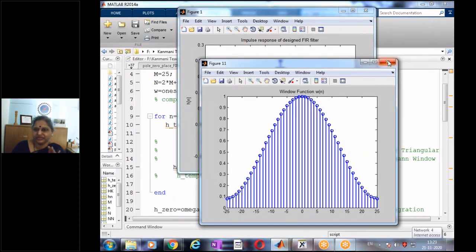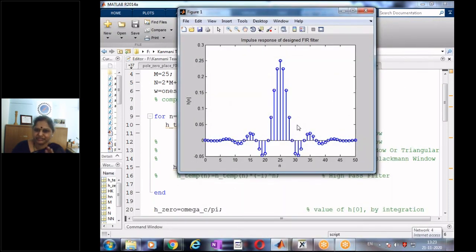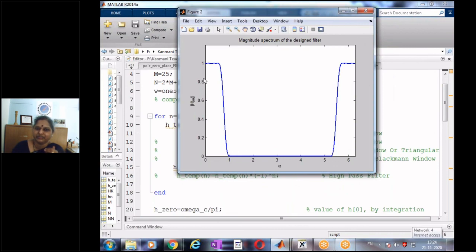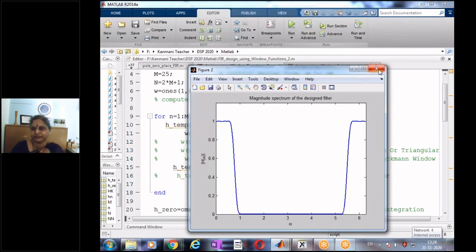So this is the window function. This is my impulse response, the sinc function multiplied with the window function. And this is my low pass filter, the frequency response of the design filter.